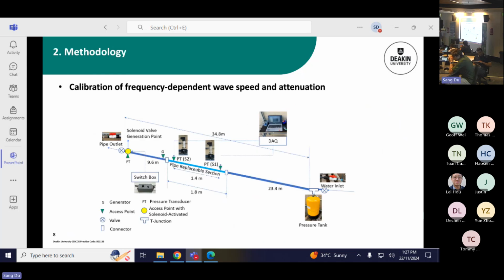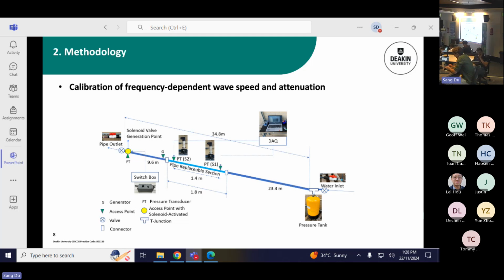So this is just a schematic of the system we used for the hydraulic testing. It's a single pipeline. In the middle, we have a so-called replaceable section. And on this section, we can place pressure transducers. We use 2 pressure transducers to be able to tell the frequency dependent wave speed and attenuation. There is a particular method we developed to do that, and that method is useful because it helps to focus on that particular section in between the 2 sensors.